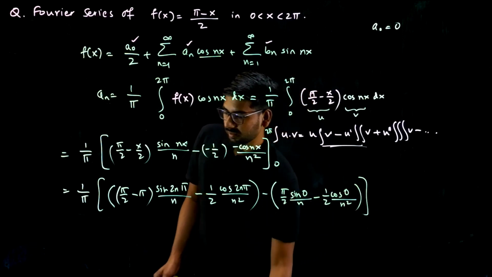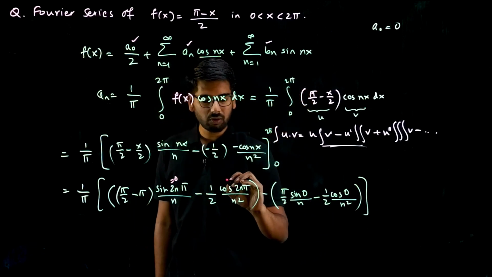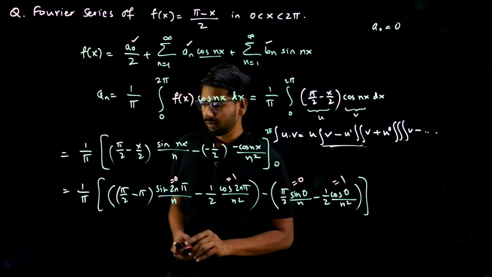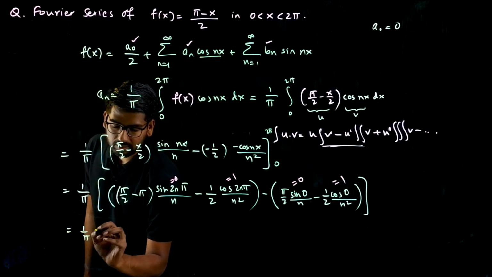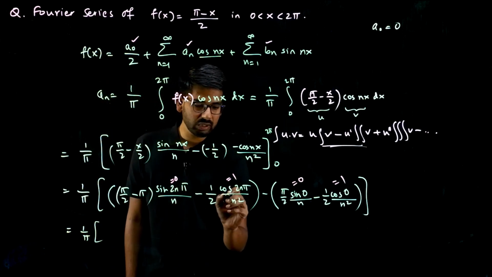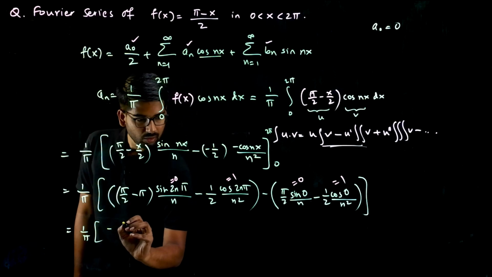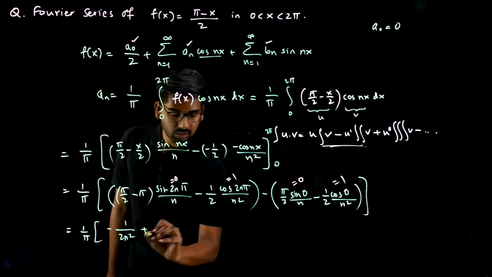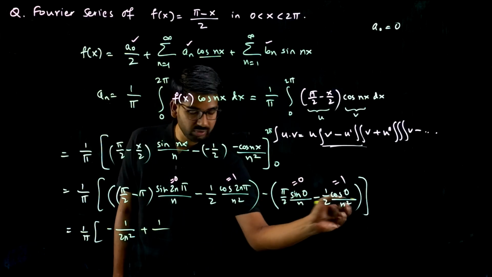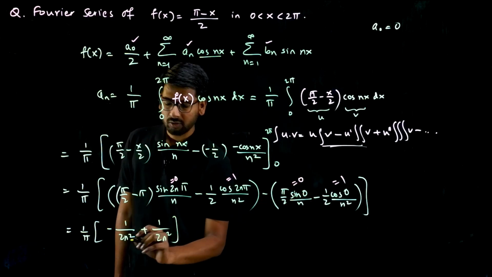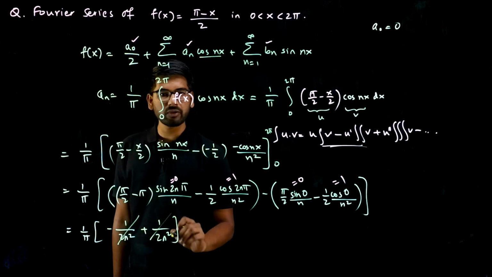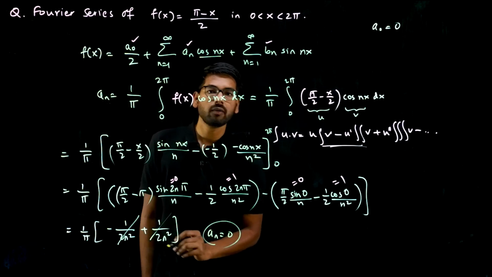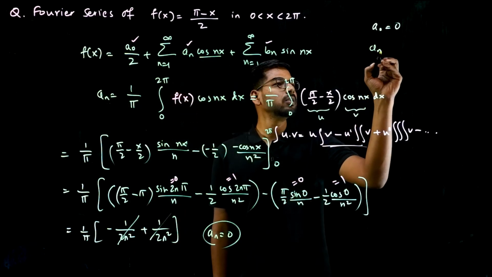Okay, so in this sine 2n pi is 0, cos 2n pi is 1, sine 0 is 0, cos 0 is 1. Okay, so what will you get? Finally 1 by pi, this is 0, this is 1, so we will get minus 1 by 2n square, this is 0, minus into minus plus 1 by 2n square. So minus 1 by 2n square plus 1 by 2n square is 0. So an is also 0 for this question.